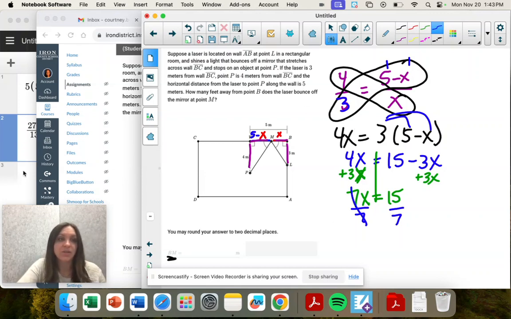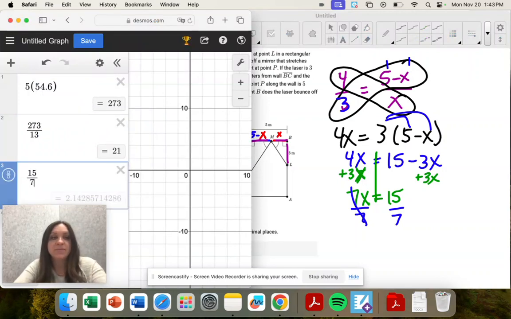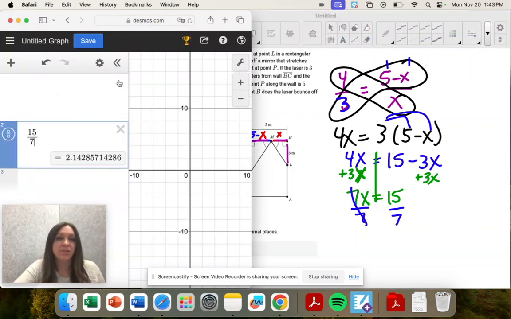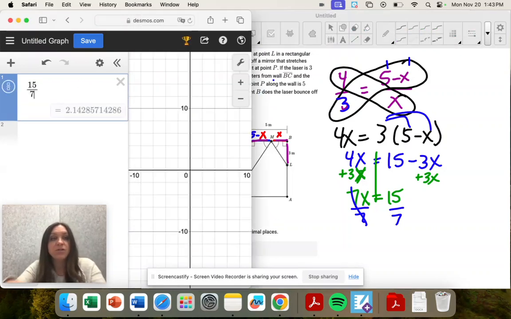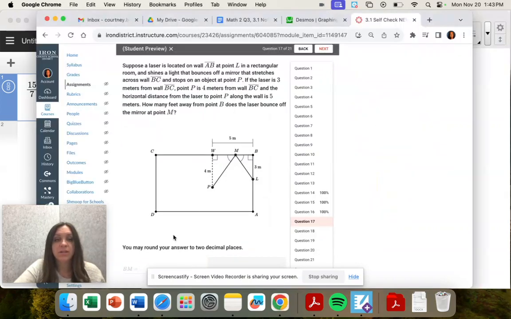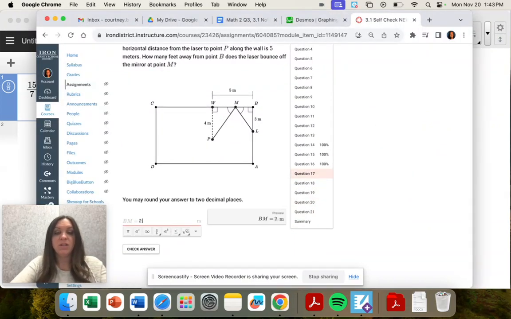Okay, I guess you could do that, but you'd have to round it. And when it doesn't say, oh, you may round your answer to 2 decimal places. When it tells you to round, do it. If it doesn't tell you to round, you're going to leave it as a fraction. So 2.14 will be our rounded answer.